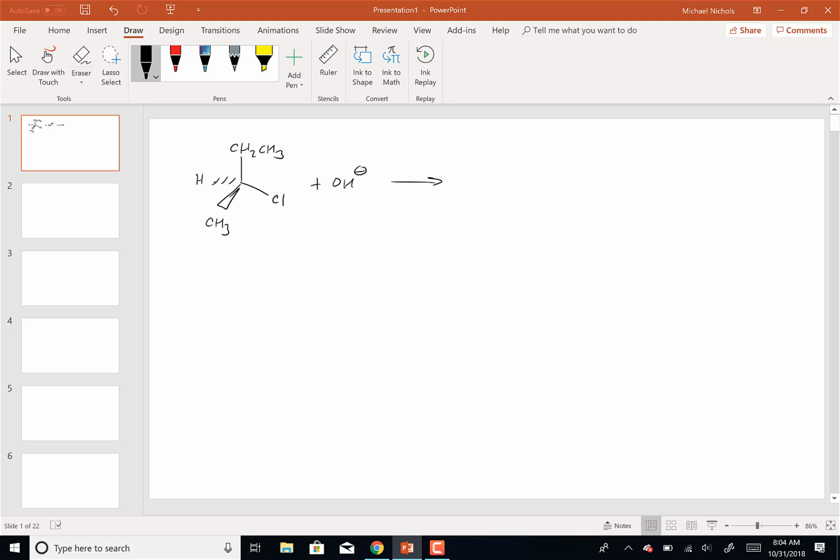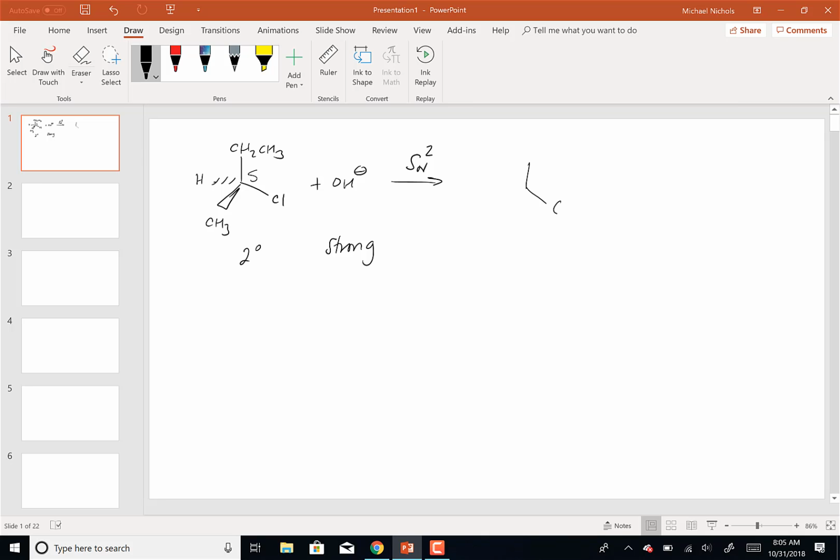Okay? So if this was just a problem of writing the products, you would have to recognize that this is a secondary plus a strong nucleophile, which would make this mechanism SN2. Since it's starting as a chiral molecule, you're going to get inversion of configuration. You would just write the opposite enantiomer of this. You could look at this and say, well, this is 4 in the back, 1, 2, and 3. So this is the S configuration to start with. All you would need to do is write the R configuration.